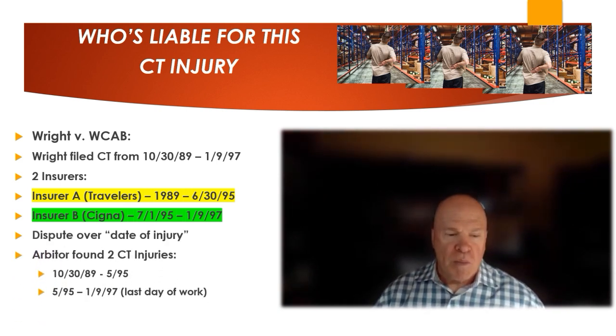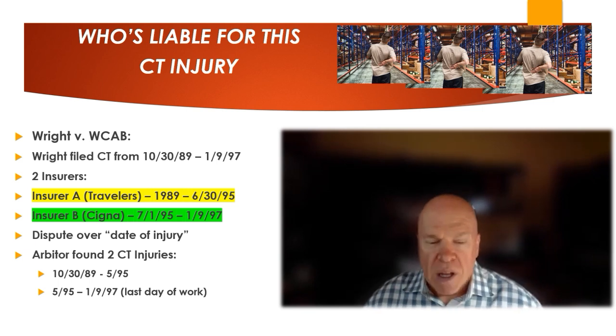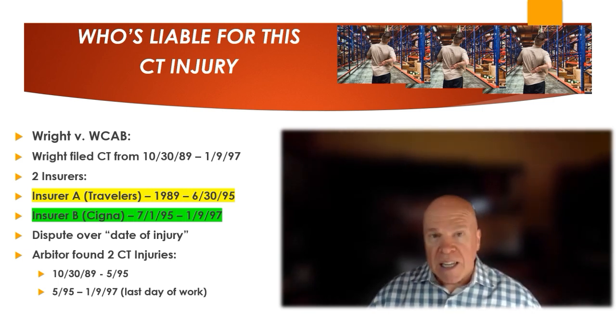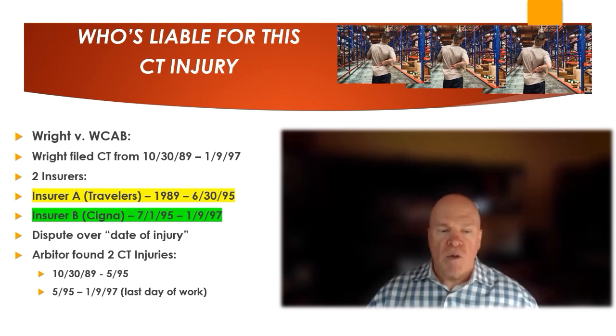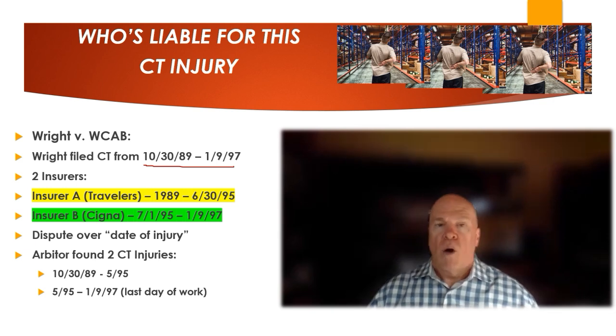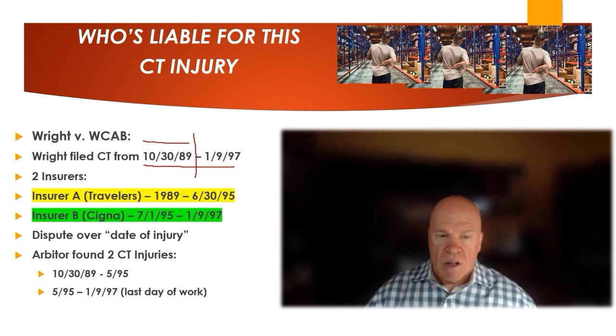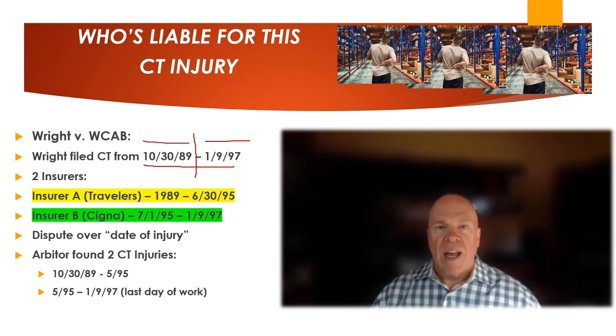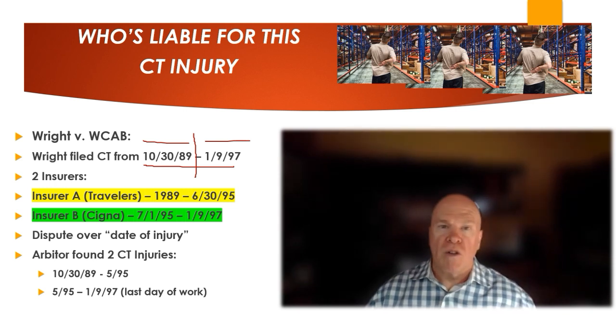So of course, there was a dispute over the date of injury. Well, very fascinatingly, the arbiter in this case found 2 cumulative trauma injuries, and I'll explain the arbiter's reasoning for concluding that there was not just one cumulative trauma injury between 10/30/89 and 1/9/97, but actually that the cumulative trauma periods were separated, and there were 2 cumulative trauma periods versus just 1 cumulative trauma period.